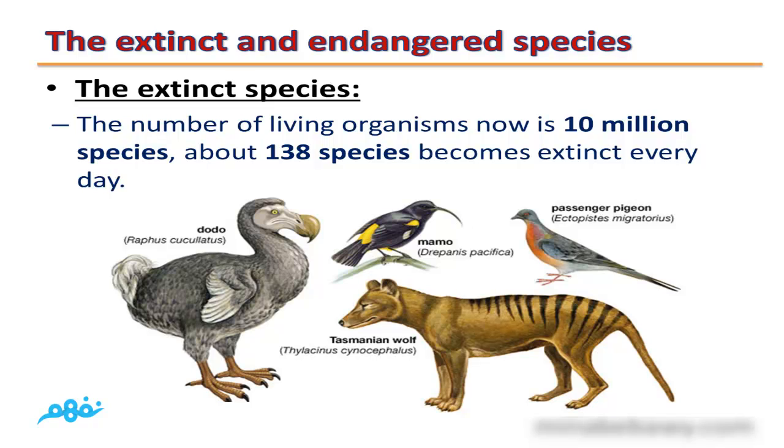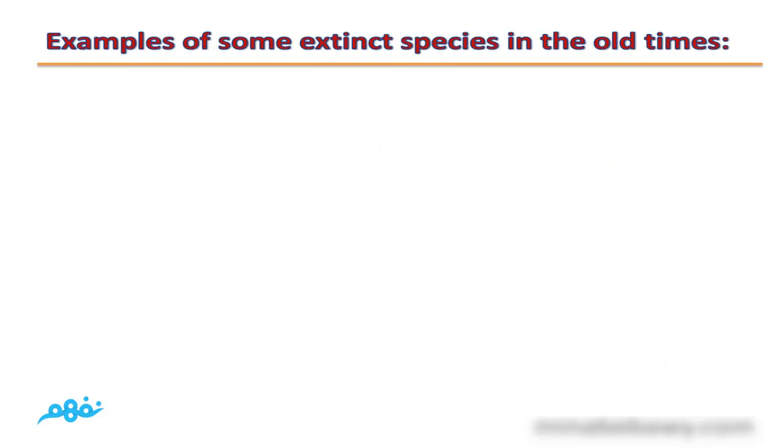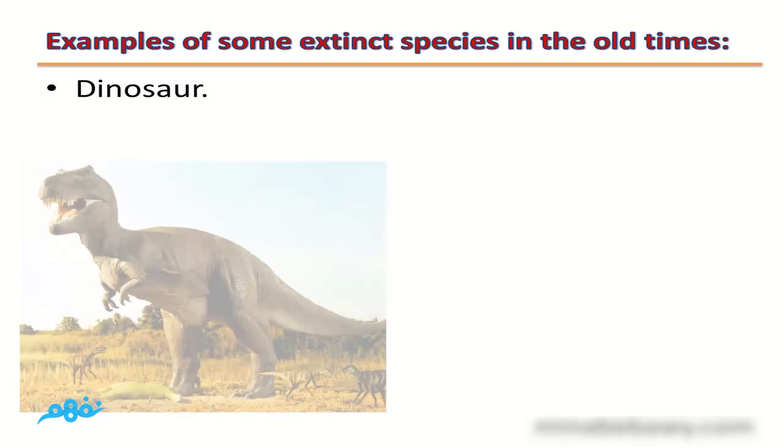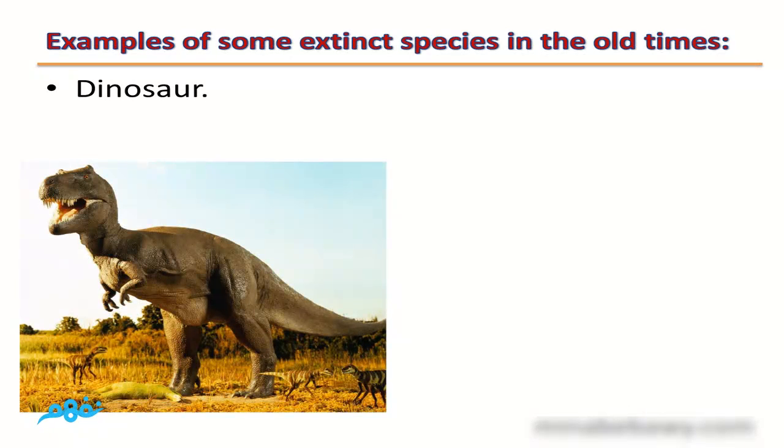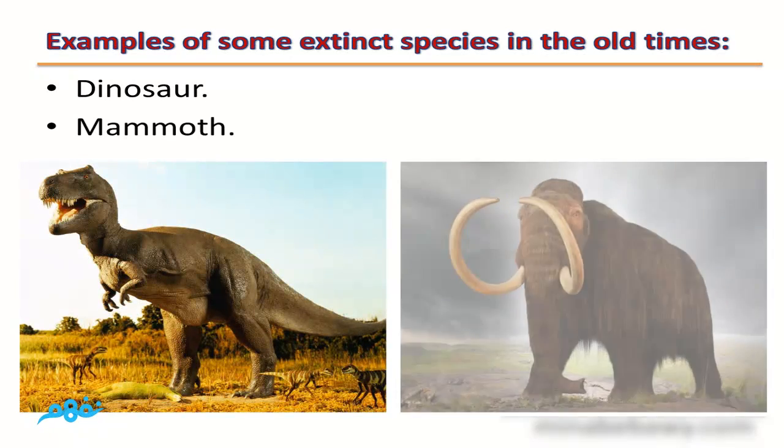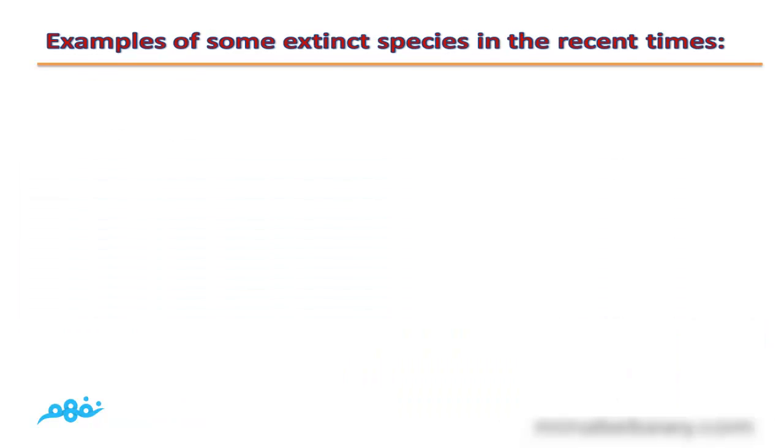The number of living organisms now is 10 million species. About 138 species become extinct every day. Examples of some extinct species in the old times: the most famous examples are the dinosaur and the mammoth. Examples of some extinct species in recent times.